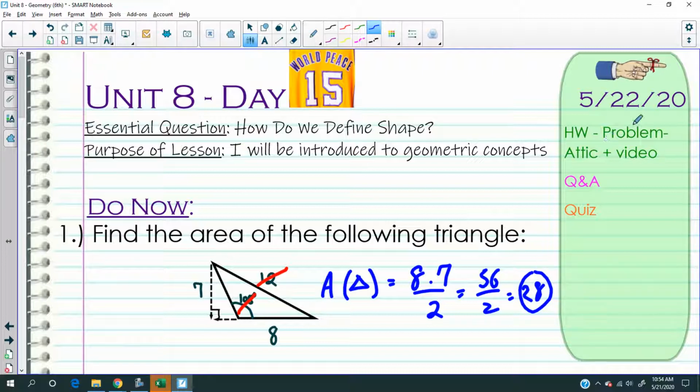Okay, all right, let's see. Unit 8, day 15. Today's the 22nd. So I'm going to do my absolute best to limit this lesson to 10 minutes so that you can have the rest of the time to do the quiz. Not that you probably won't need like 30 minutes to do the quiz, but I want to give you guys a shorter lesson today. So do the quiz, all right?